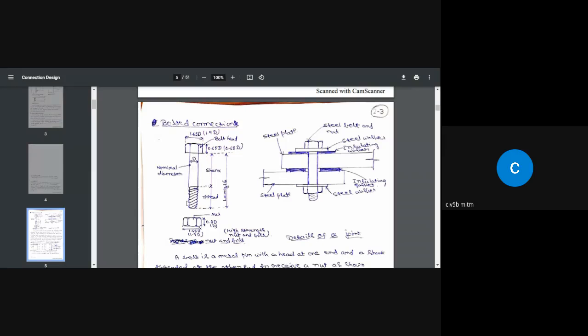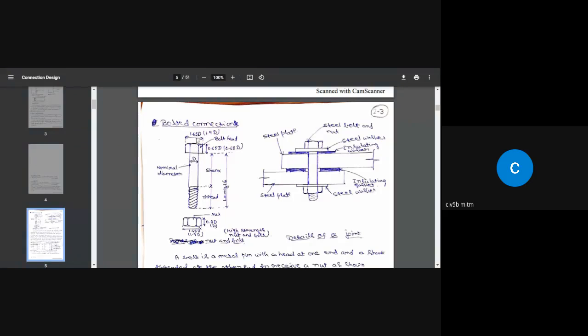The length of the bolt has two parts. One is the shank part, and the other is the threaded part. D is the diameter, and all other dimensions of the bolt and the nut are fixed based on this diameter of the shank. That is called the nominal diameter.